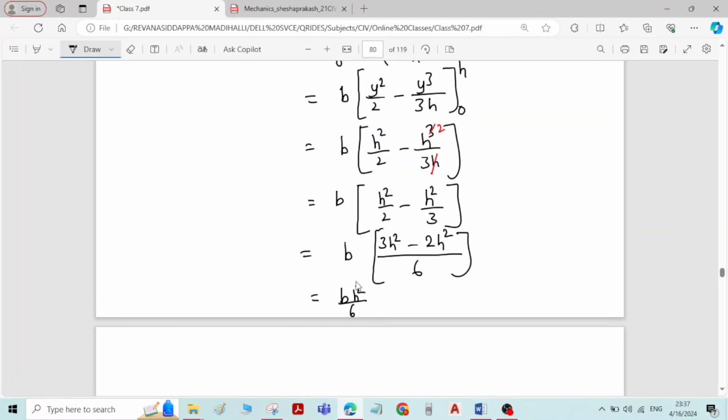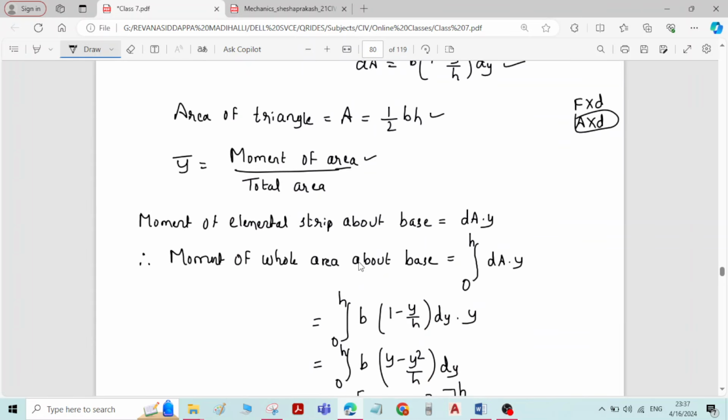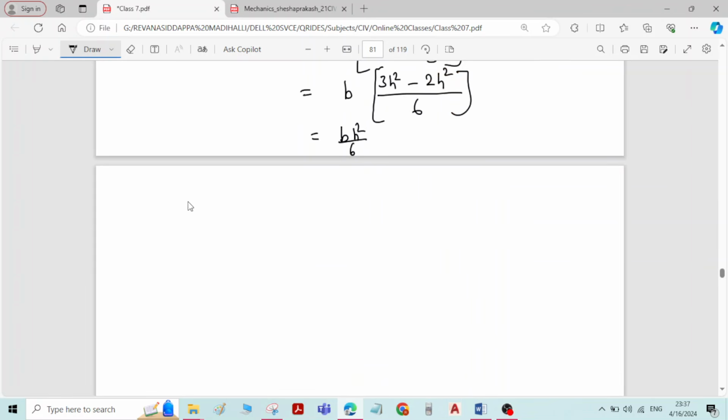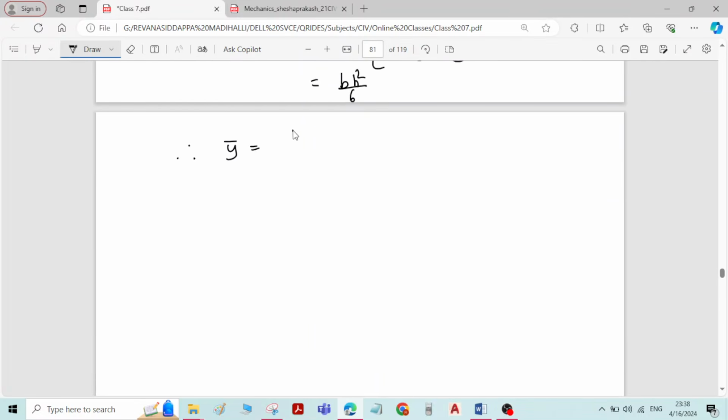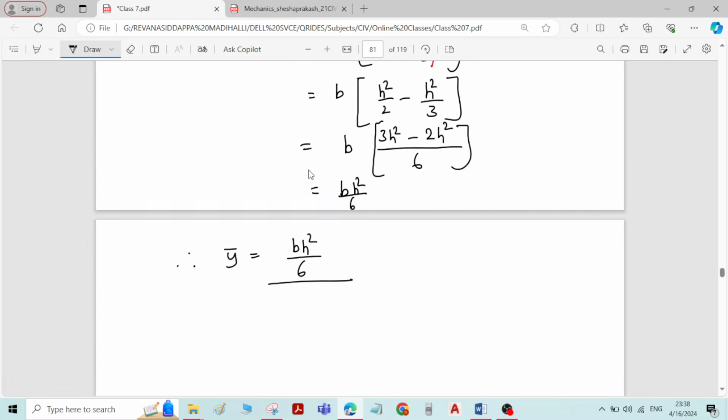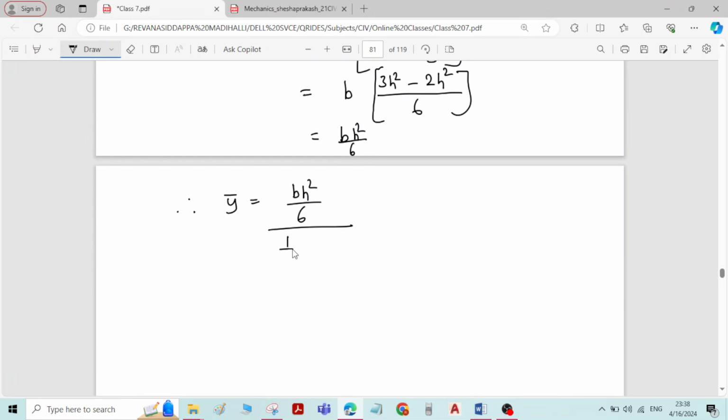Now you got the moment of the whole area about the base, that is bh square by 6. You know the formula for total area, that is half into base into height. Therefore y bar is equal to moment of area, bh square by 6, divided by total area, half into base into height.